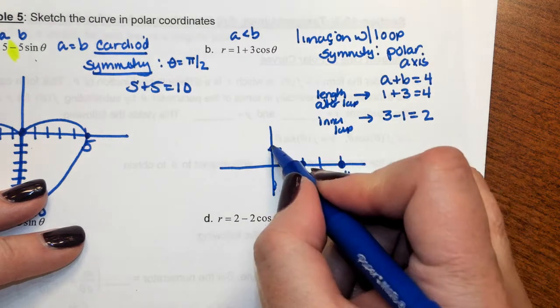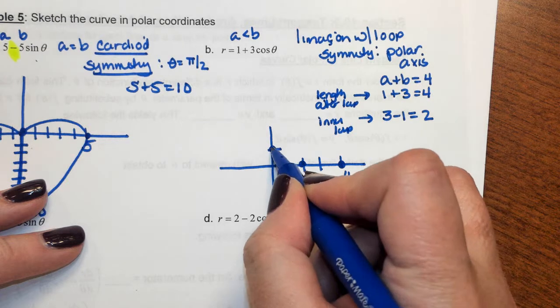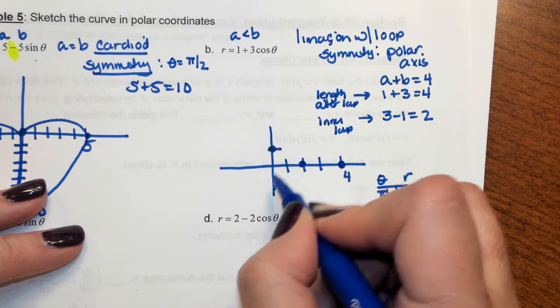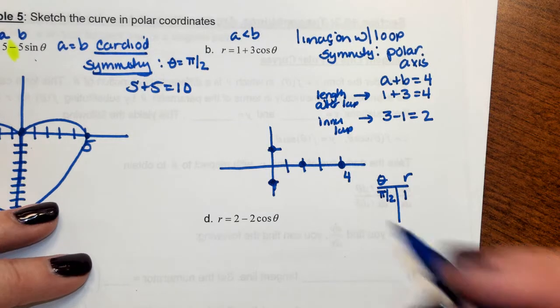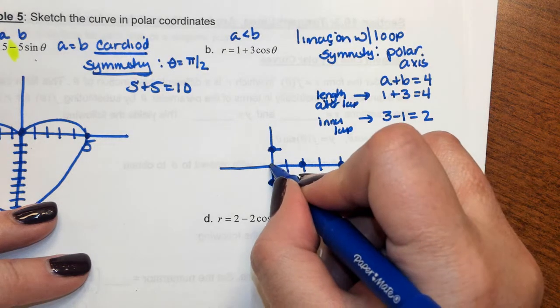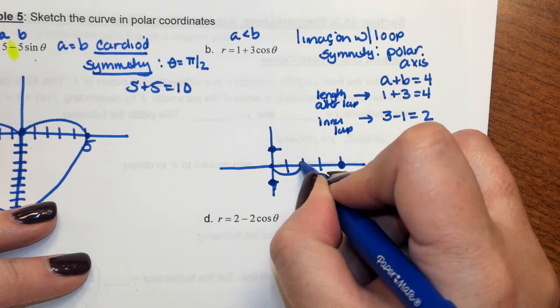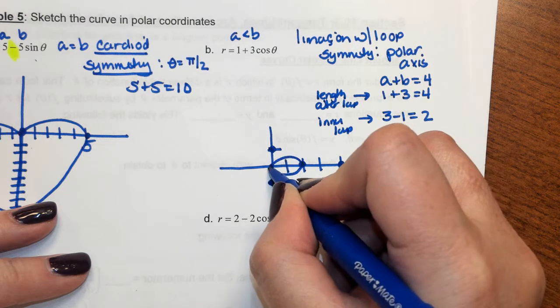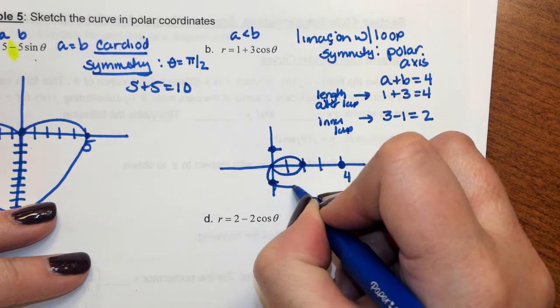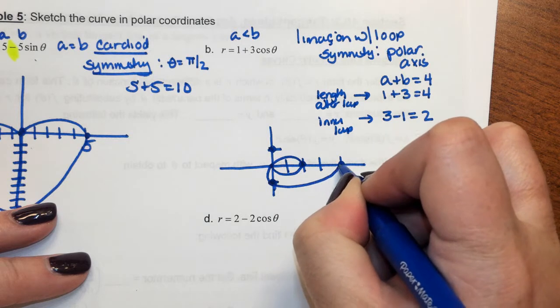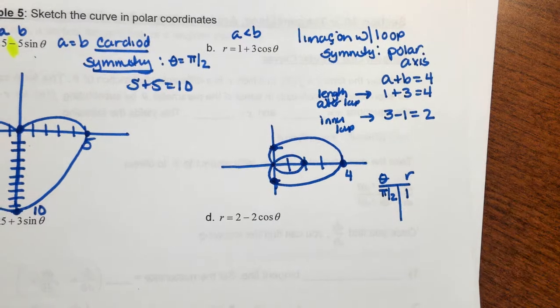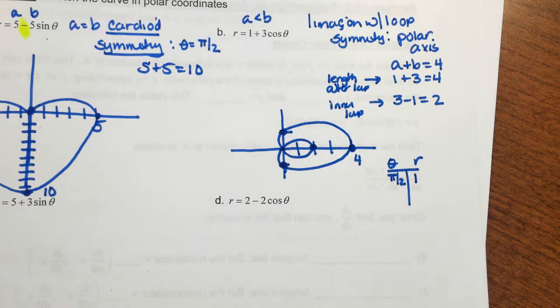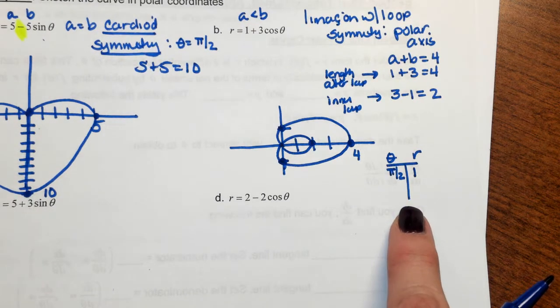Again, since I have symmetry with respect to the polar axis, this point up here at pi over 2, 1 is going to have to reflect down here. So I can sketch my inner loop starting at the origin. I'm going to come around, form that inner loop. It's going to hit that line theta equals pi over 2, come down, come back up, and then intersect the pole again. You can also build a table of values to help you sketch the graph.